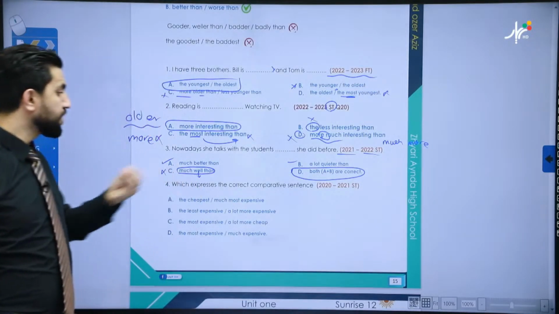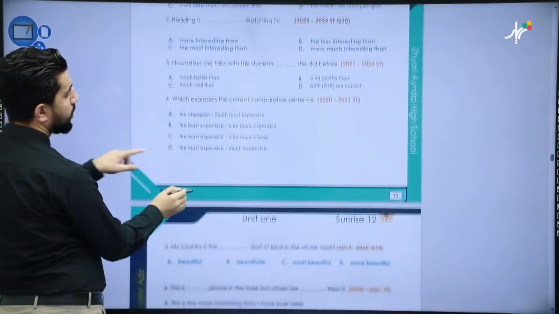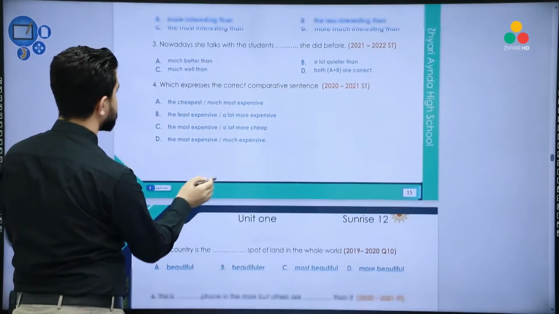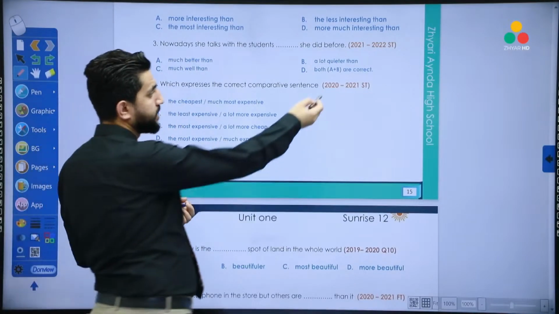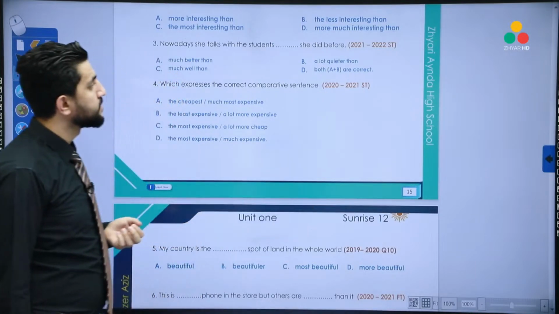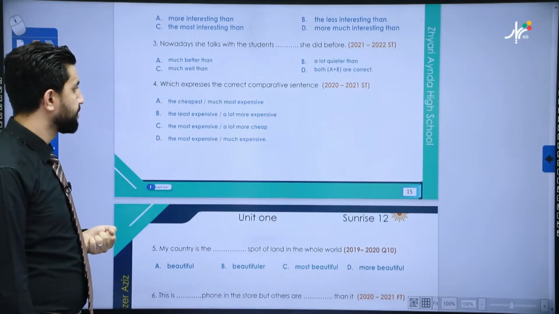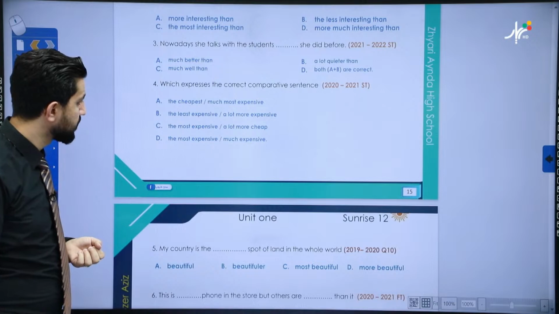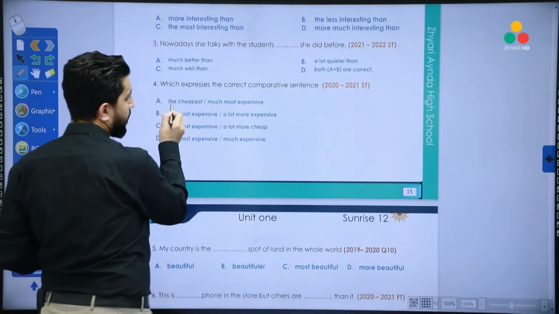Number 4, which one do you think expresses the correct comparative sentence? Okay, which one do you think is correct? 2020, 2021, second term exam. Which one do you think is the correct form? Let's take a look. The cheapest, this one is correct.